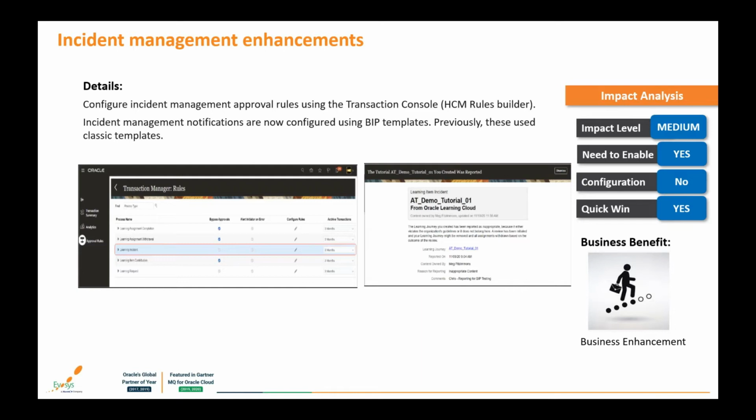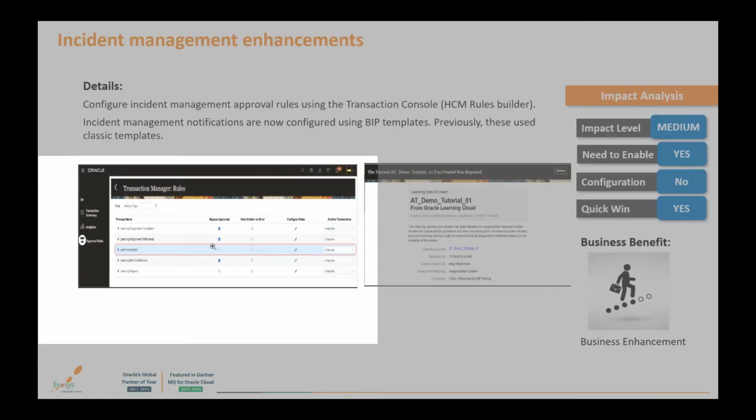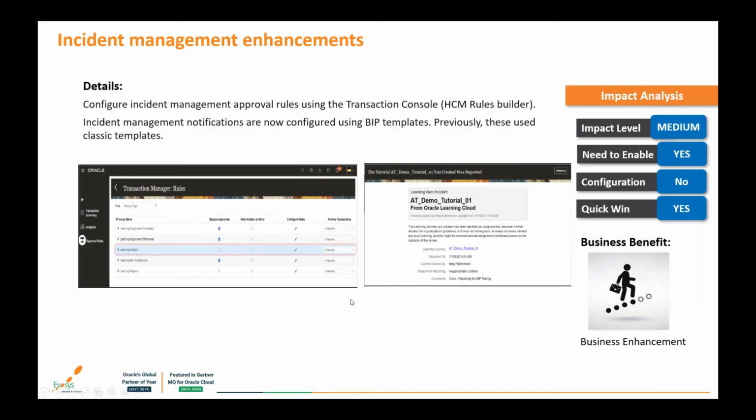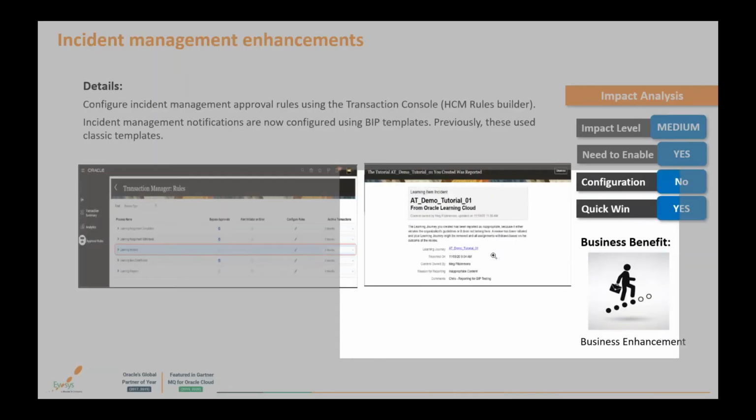So if you can see this screen here, this particular feature has now been brought in 21, wherein in the learning incidents we can configure the approvals, and this is one of the BIP notifications that is there, and whatever is required at places we can modify. If required, we can remove the fields that are not required.